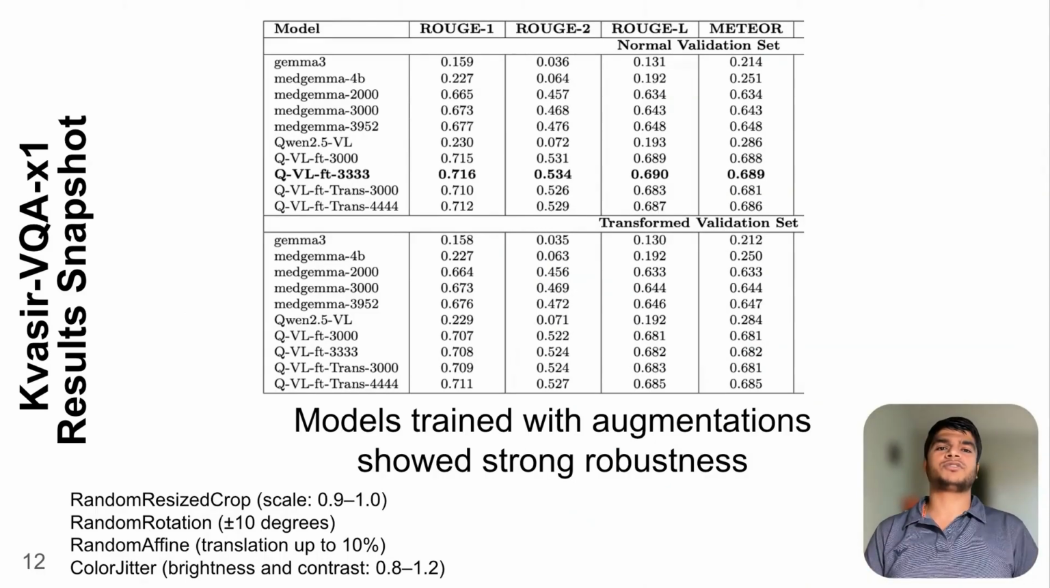And finally, models trained with augmentations also showed strong robustness when we tested them on noisy or perturbed images. In the table here, you can see that on the top we have the results on the normal validation set, and on the bottom we have the augmented validation set, and the performances are almost similar. So this shows that these models are quite robust to augmentations.